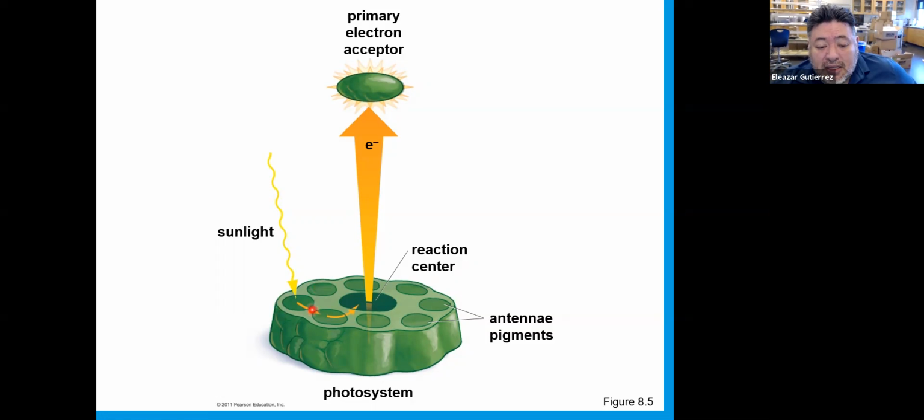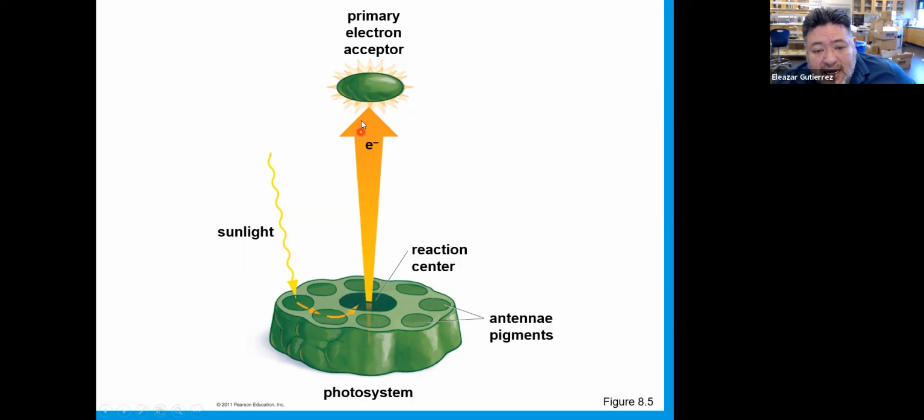Okay? And so this antenna pigment literally plays hot potato with this electron. You gotta admit that that's incredible. Okay, I mean, you can imagine this is happening trillions of times a second. Playing hot potato, electron, electron, electron, until it hits a reaction center. And when it hits a reaction center, boom, it goes to the primary electron acceptor.